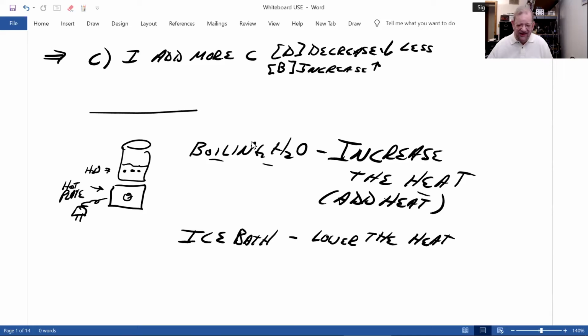It lowers the heat. In other words, it removes heat. So you should remember, boiling water adds heat. Ice bath removes heat. I'll say it again, instant replay. Boiling water adds heat. Ice bath removes heat.